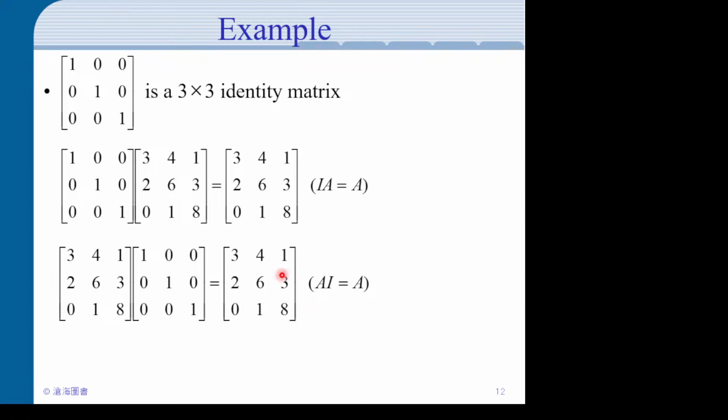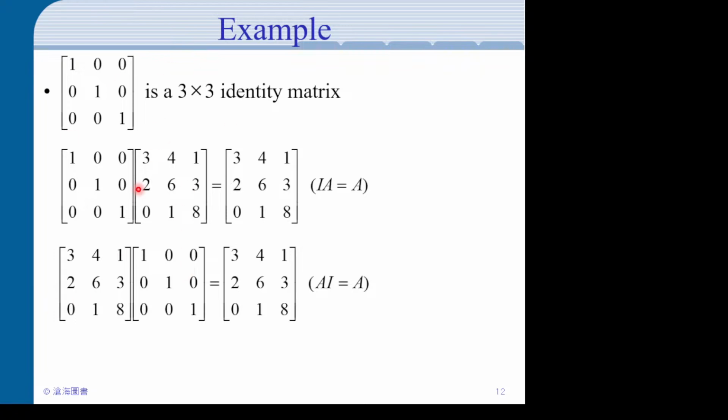On the left side, a similar thing happens. Let's look at the first column. This first column will basically be picked up by this 1, 0, 0. So this 3 will be 3, 4, 1 times 1, 0, 0, and this 3 is picked up by this 1. This 2 is similar: 2, 6, 3 with this 1, 0, 0, so 2 with 1 goes back to 2. And 0, 1, 8 multiplied by this 1, 0, 0, so this 0 is picked up by this 1, so it's 0 here. Then the next column is similarly picked up by this 0, 1, 0.